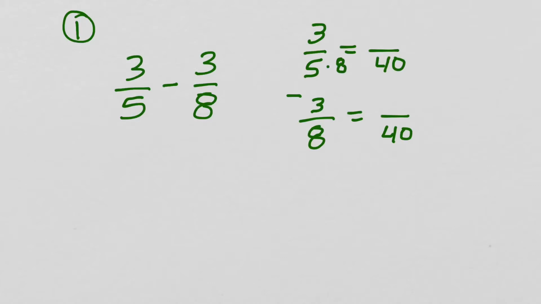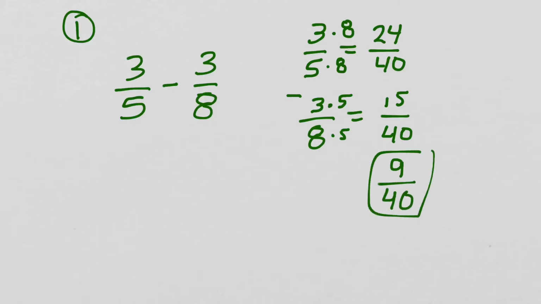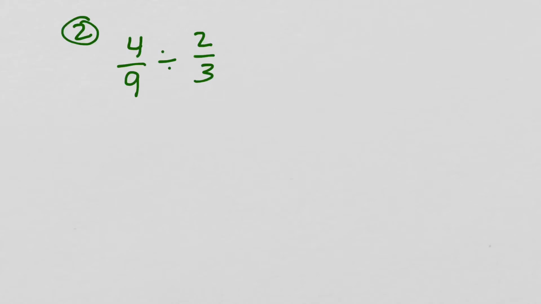5 times 8 is 40. Brother-sister rule says we'll do 3 times 8. Whatever we do on the bottom, we need to do on the top. So that's going to give us 24. 8 times 5 is 40. So brother-sister rule, we're going to multiply 5 on the top, which is going to give us 15. So 24 minus 15 is going to give us 9, and our denominators stay the same, so it will be 9/40.